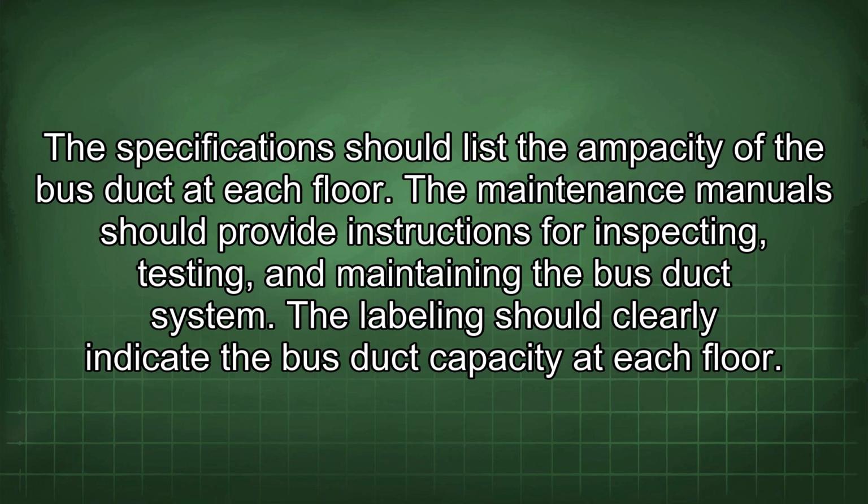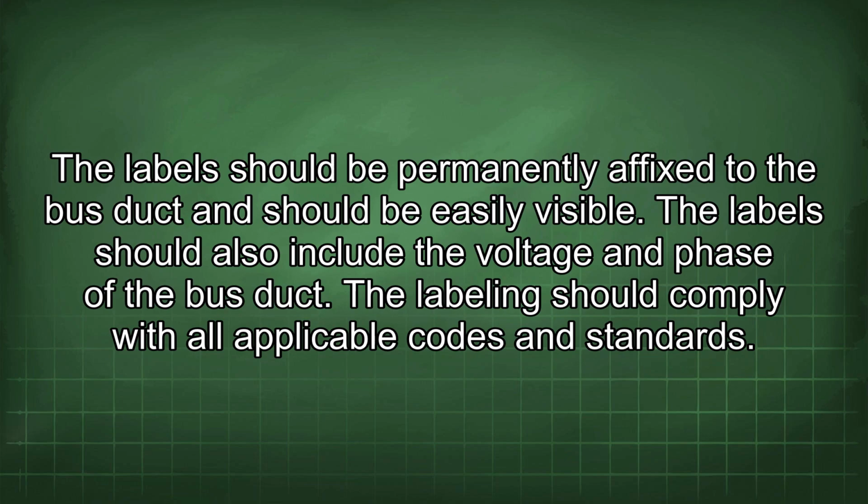The maintenance manuals should provide instructions for inspecting, testing, and maintaining the bus duct system. The labeling should clearly indicate the bus duct capacity at each floor. The label should be permanently affixed to the bus duct and should be easily visible. The label should also include the voltage and phase of the bus duct. The labeling should comply with all applicable codes and standards.